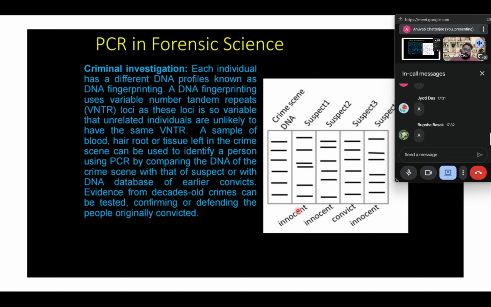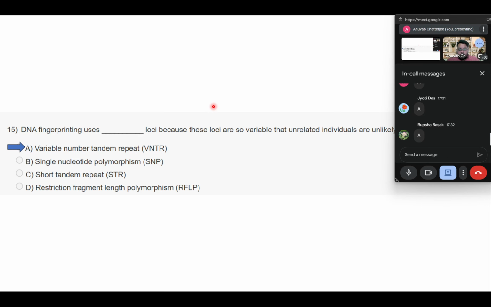So you can take the crime scene evidence and, using PCR against these VNTR regions, compare and see if all the different regions match, then this is the DNA from the same person. This region is so random that the same person probably has the same DNA and no one else. Only people in a very close relation, essentially the local family, will have the same VNTRs. So DNA fingerprinting uses variable number tandem repeat loci because these loci are so variable that unrelated individuals are unlikely to have the same VNTR.